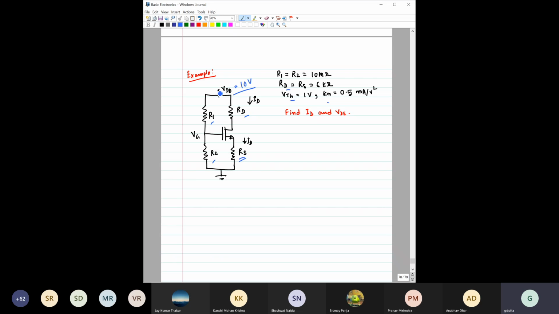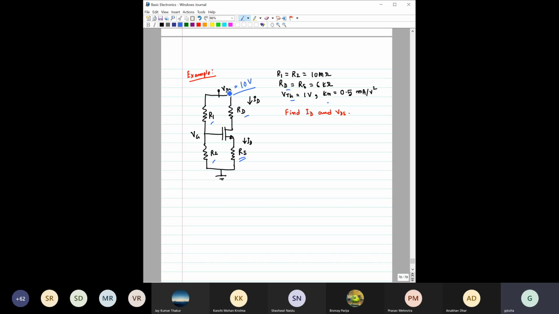And remember this difference in the notation. Generally for the bipolar junction transistor or BJT discussion, we have used VCC to denote the supply, right? And VCC and VEE, right?